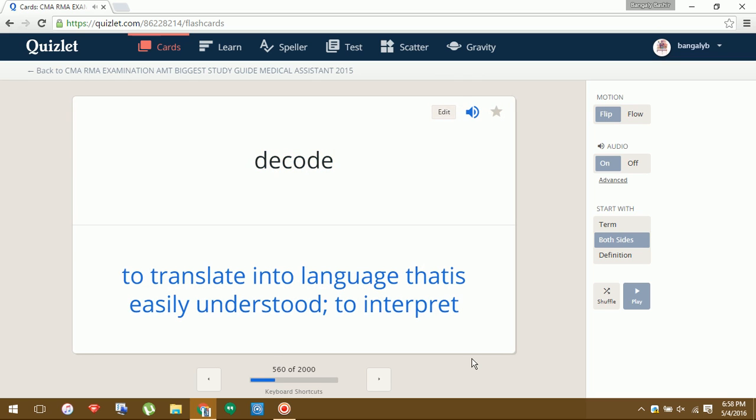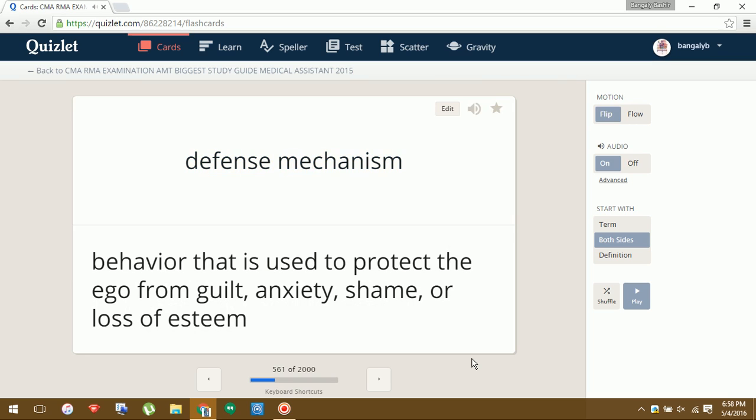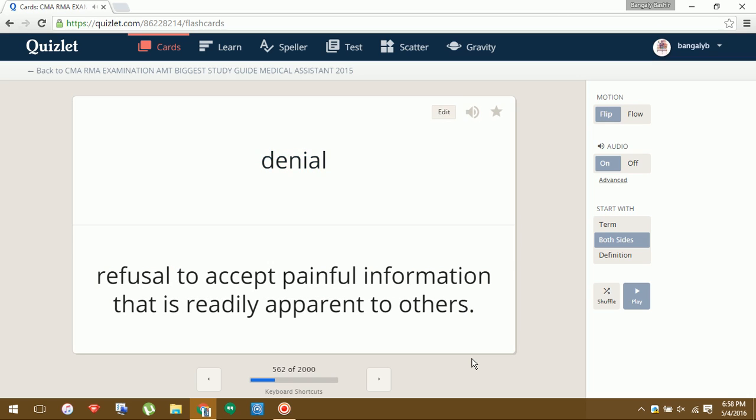Decode. To translate into language that is easily understood, to interpret. Defense mechanism. Behavior that is used to protect the ego from guilt, anxiety, shame, or loss of esteem. Denial. Refusal to accept painful information that is readily apparent to others.